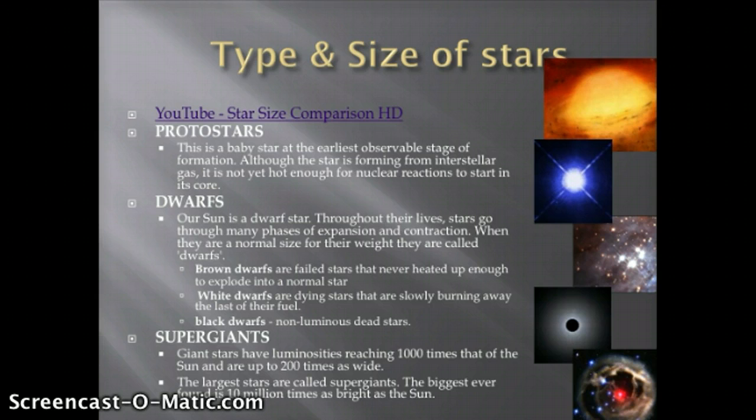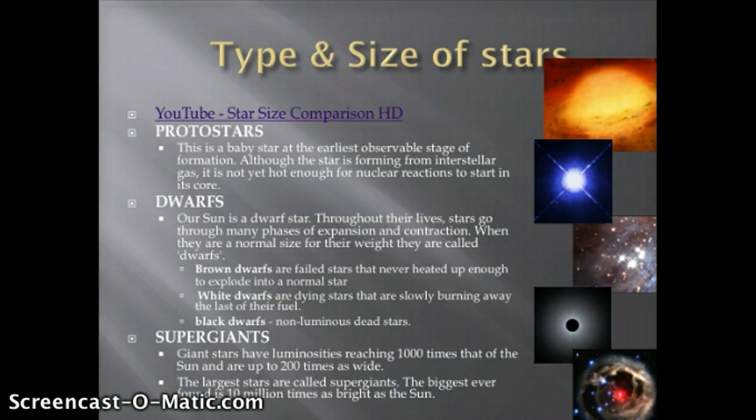There are 3 different types of stars that we're going to talk about. The first is a protostar, which is a baby star, and it's the earliest observable stage of formation of a star. There are dwarf stars. The sun is a dwarf star, and throughout their lives, stars go through many phases of expansion and contraction. There are brown dwarfs, white dwarfs, and black dwarfs.